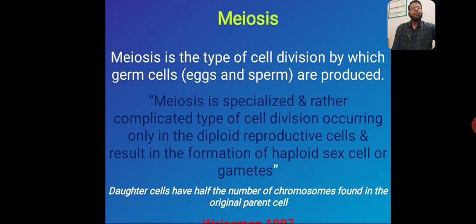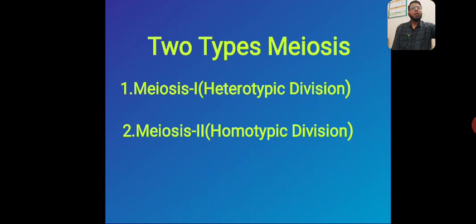Meiosis is a type of cell division by which germ cells, egg and sperm, are produced. Meiosis is a specialized and rather complicated type of cell division occurring only in the diploid reproductive cells and resulting in the formation of haploid sex cells or gametes. Daughter cells have half the number of chromosomes found in the original parent cell. Weismann, in 1887, observed meiosis for the first time.